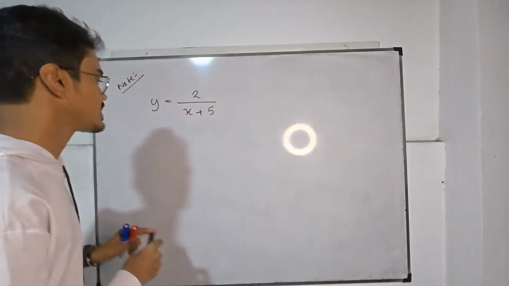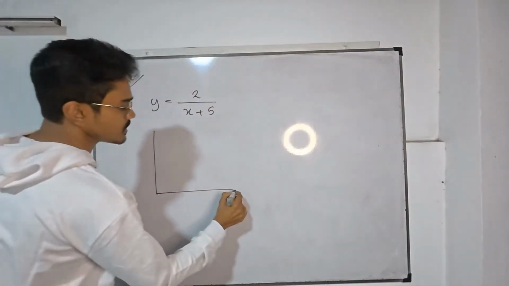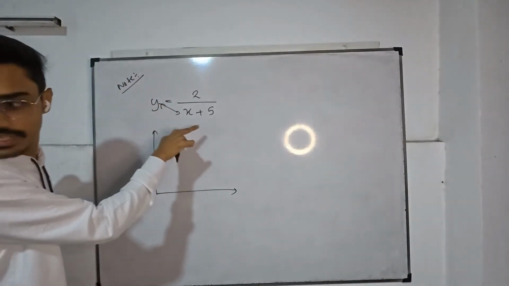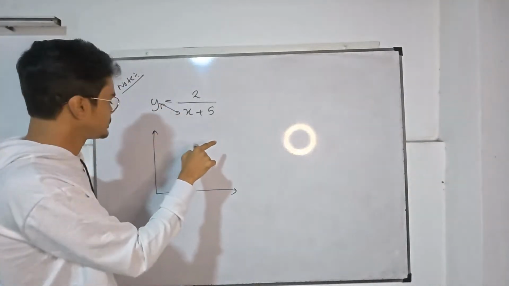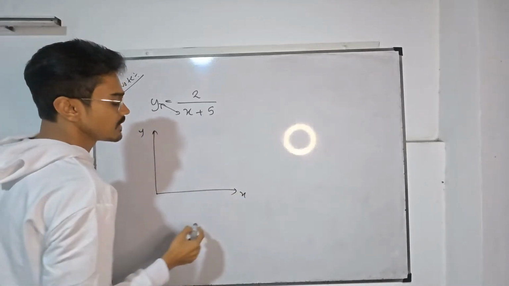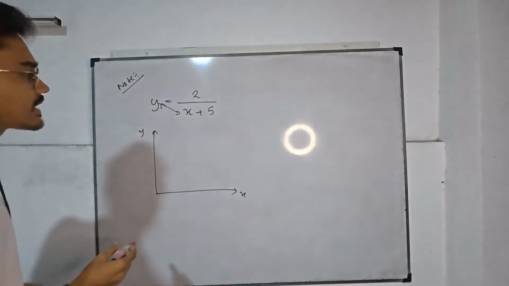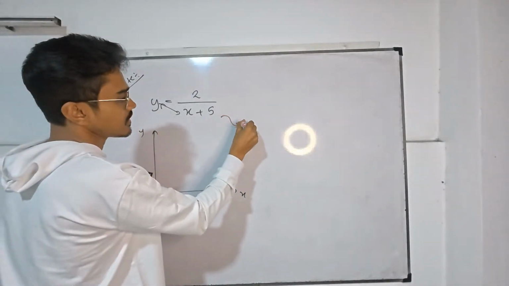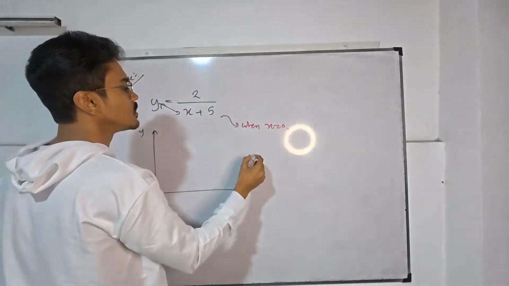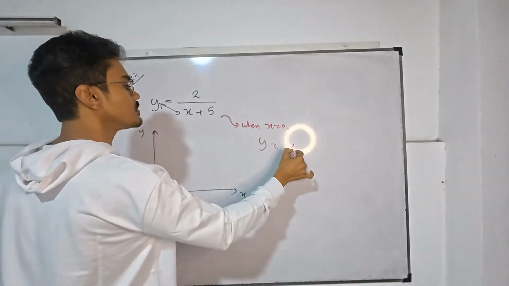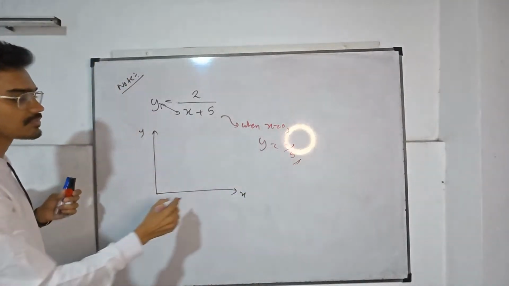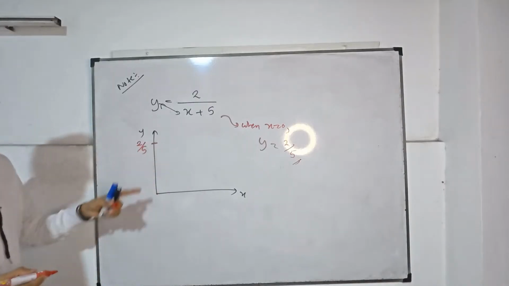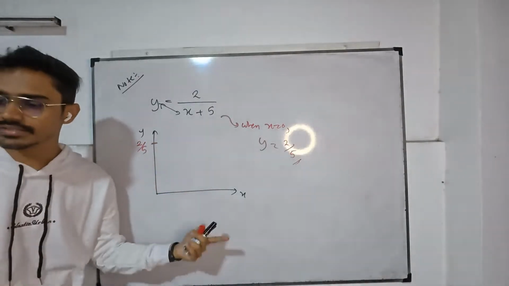I know for sure this is inverse because y and x are in numerator and denominator, inverse. In such cases, we can make x 0 and see where y goes. See, when x becomes 0, here y equals 2 over 5, no? So when x becomes 0, the graph starts at 2 over 5.